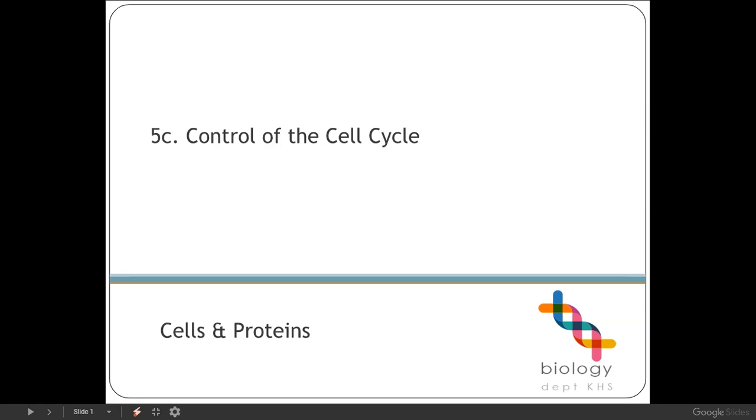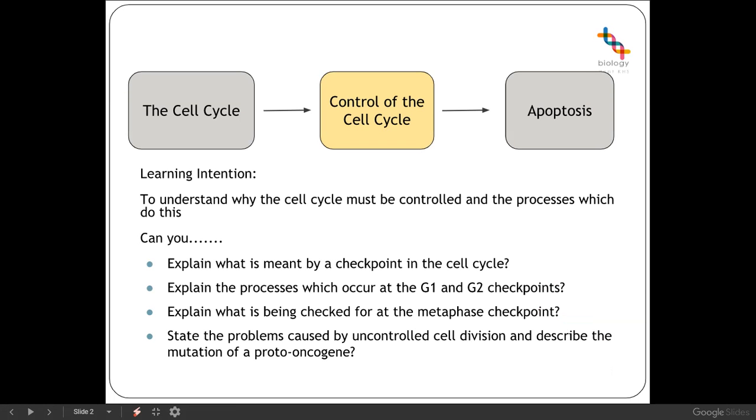Hello and welcome to this lesson for Advanced Higher Biology, which today is going to be looking at the control of the cell cycle. So prior to now, we've looked at the cell cycle itself and the stages within it and what's happening at each stage. Today we're going to be looking at how those stages are controlled before we move on in the next lesson to look at apoptosis or programmed cell death.